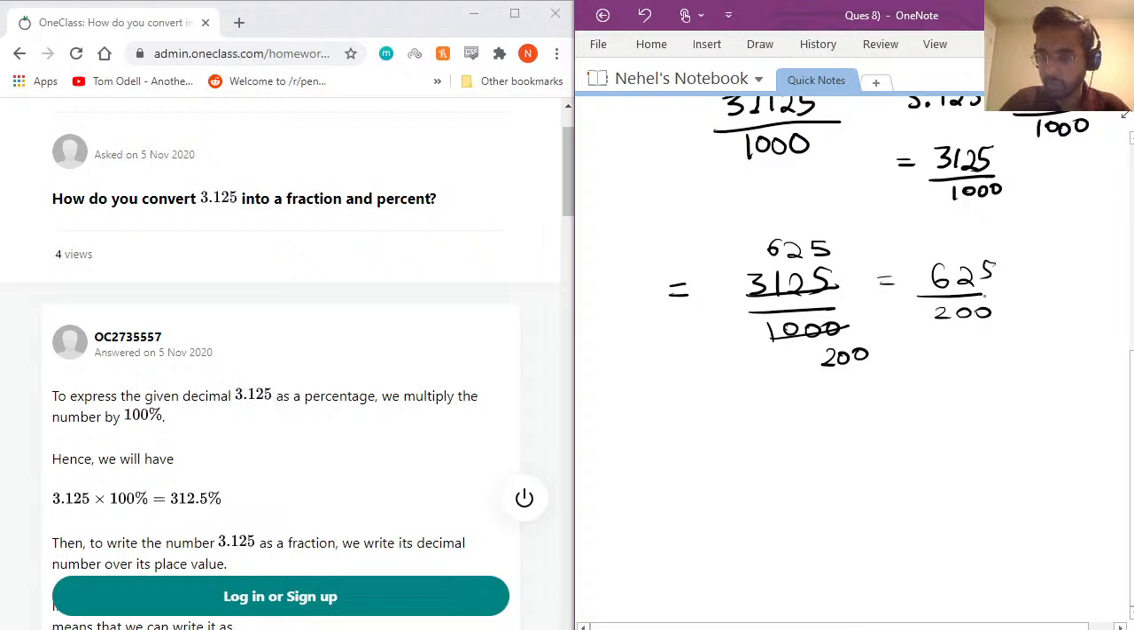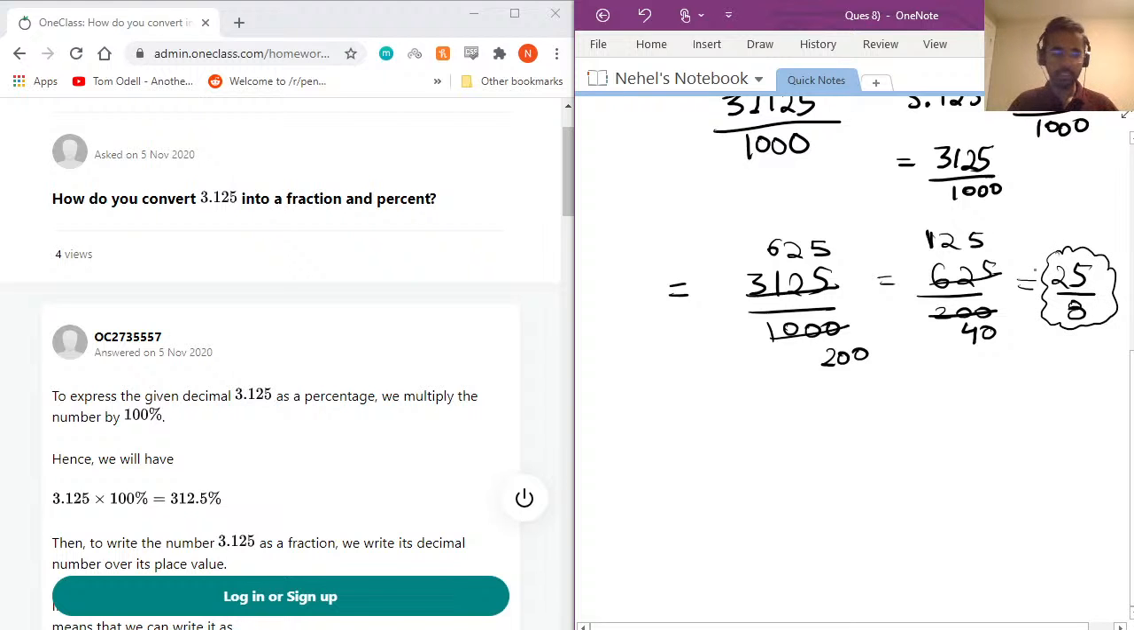Now this can still be further divided, so let's go ahead and do that. So 5 times 40, and then this is 125. Again, 125 over 40 is still divisible by 5, so we are left with 8 here, and then this is 25. So our final answer is 25 over 8.